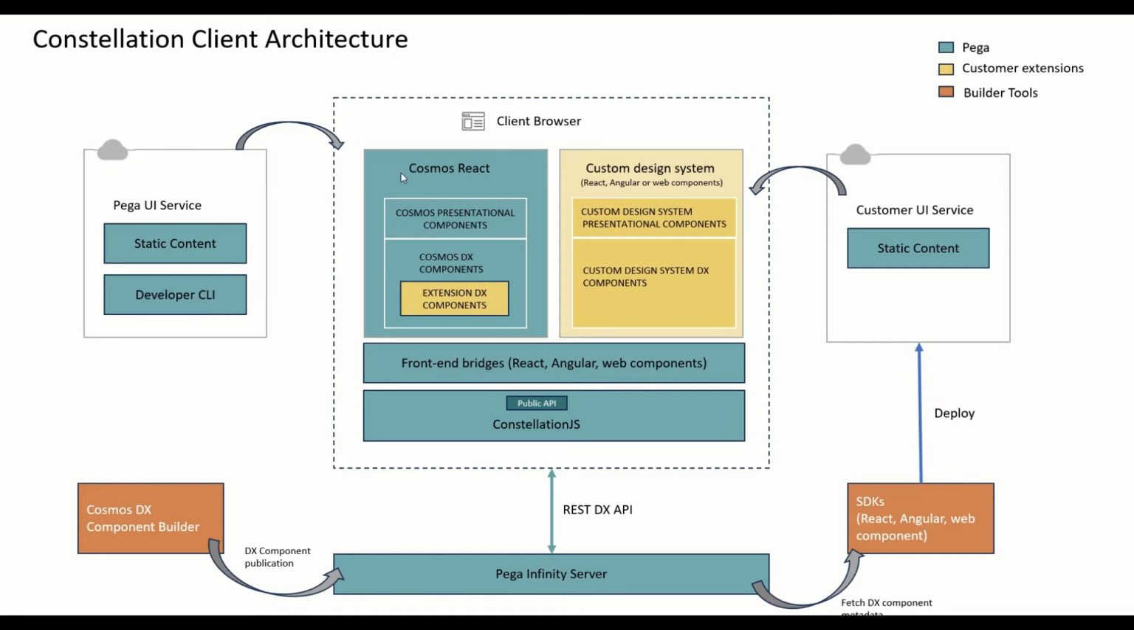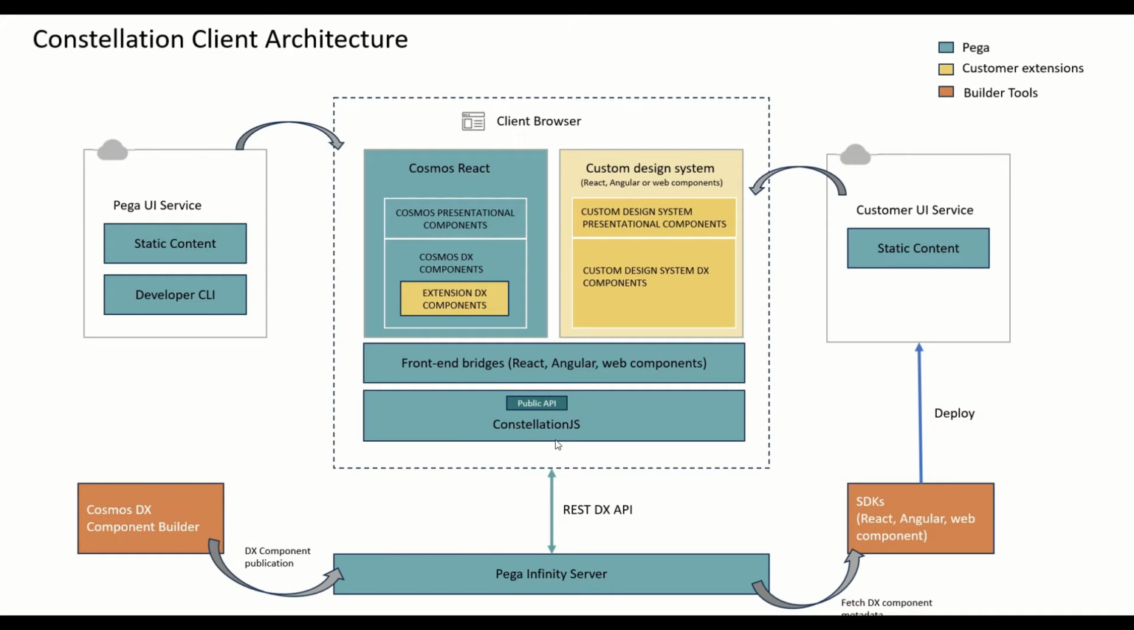And how is that happening? Within the client browser, you will see Cosmos React, which is the Pega one here. Cosmos React 1 is providing the presentational aspect of the components, and Cosmos DX components. That is coming in from Pega, and it has front-end bridges: React, Angular, web components. That's fine, it's very much low level. We'll go to that a bit later. And then we have Constellation JS.